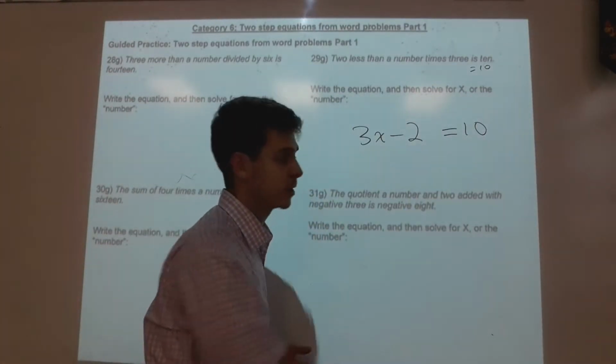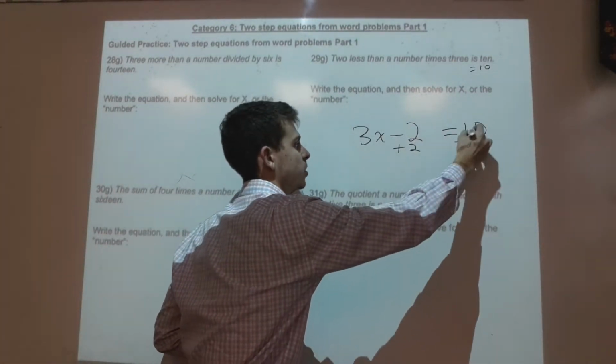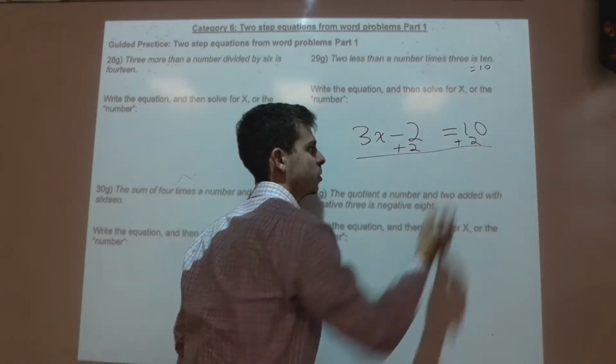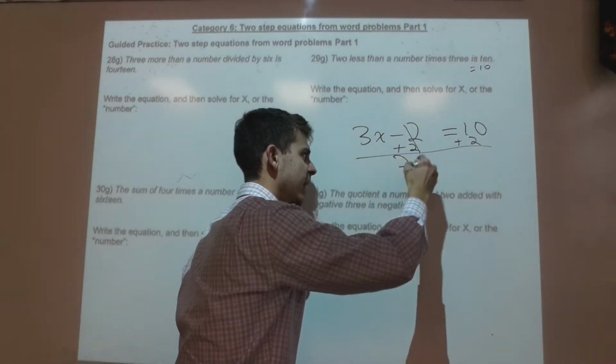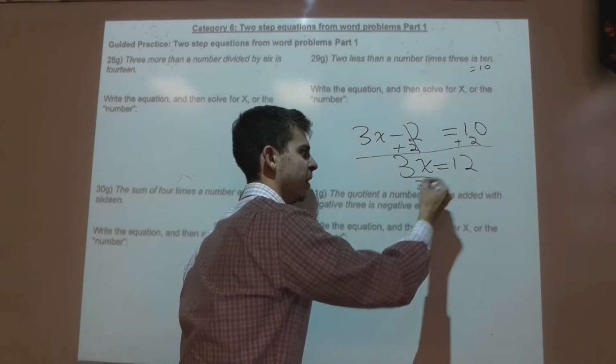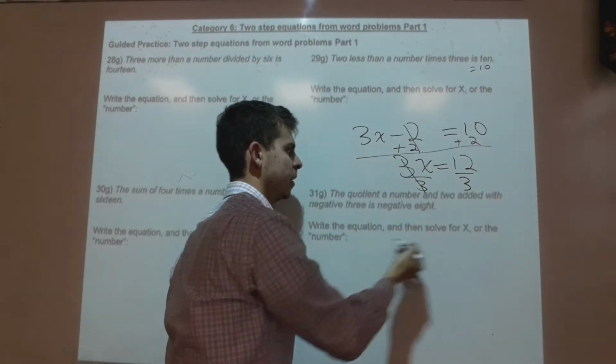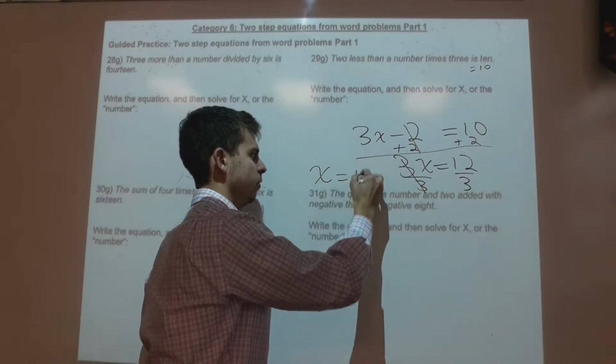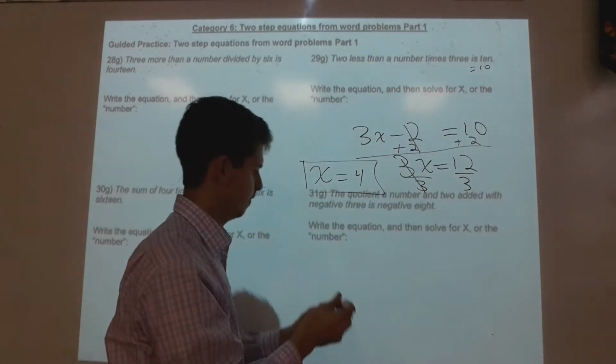Now, we're going to solve for x. Add 2 to both sides. Start with the addition or subtraction first. These cancel. 3x is equal to 12. This is multiplication, so divide both sides by 3. And x is equal to 4.